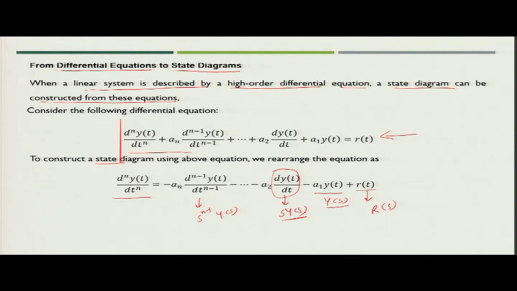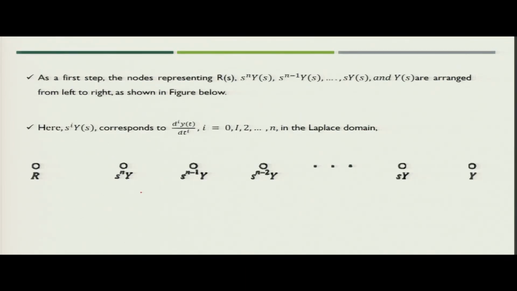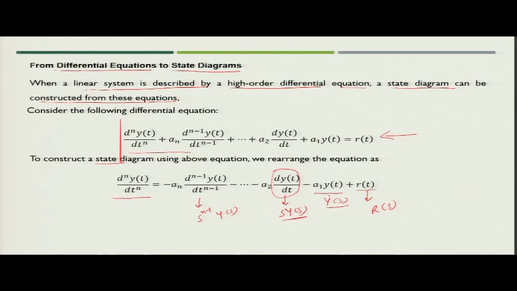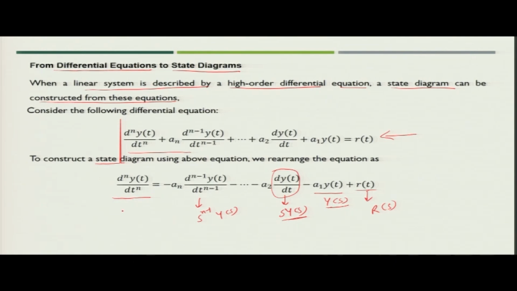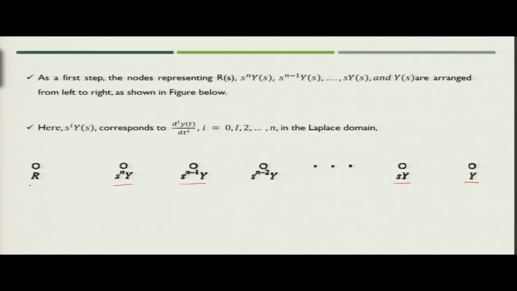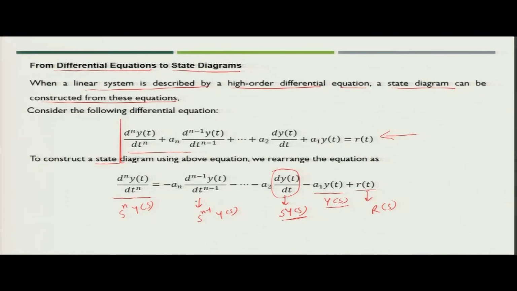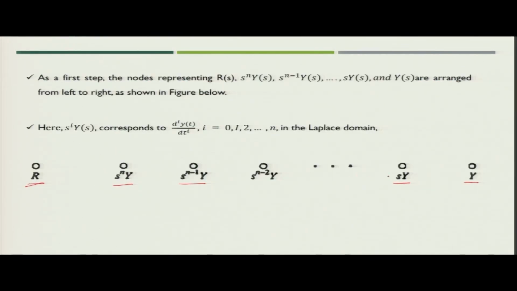When you represent them as nodes, how will you show them in the figure? We put one node as Y, then the next is s times Y(s). We put sY and so on, up to s^(n-1) Y, and then s^n Y for the last component, and then we add R. So, we have put all the elements which we have seen in the equation as nodes.